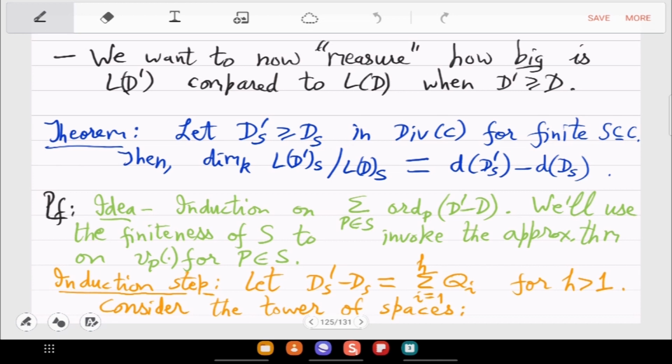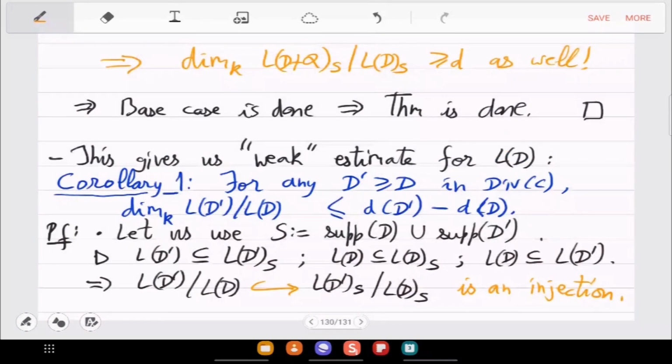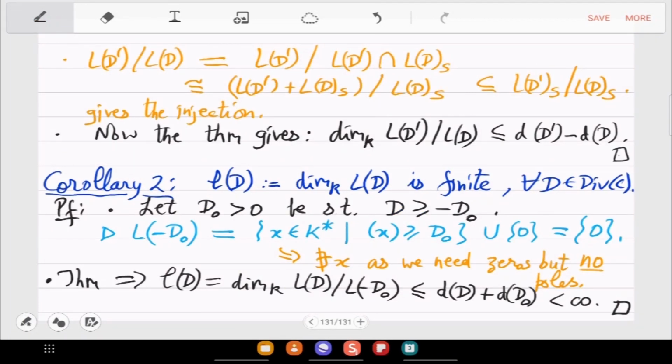We proved this theorem, and from this we showed 2 things. The first thing is important. We showed that if divisor D prime is greater than or equal to D, then the dimension of LD prime mod LD is upper bounded by the degree difference. So we have an upper bound on the dimension of any LD, that's the second corollary, and hence we showed that the dimension of LD is always finite, and we'll call it small l of D. So small l of D is the dimension of the LD sheaf. It's always finite. So we proved the finite dimension of the LD sheaf.